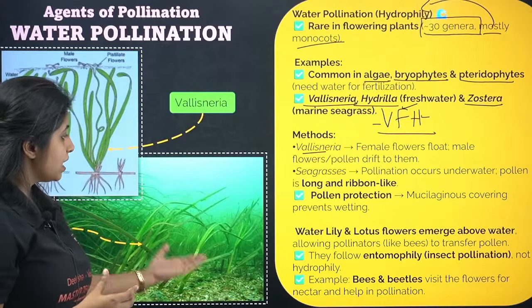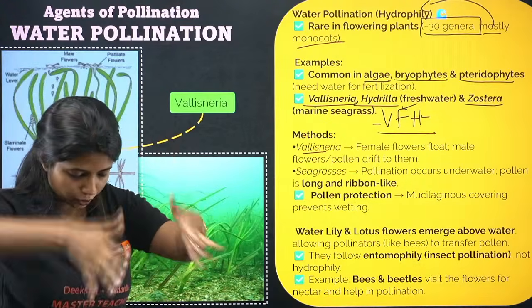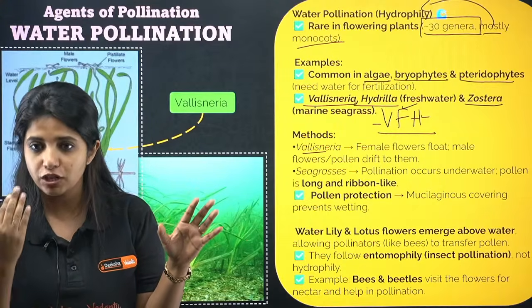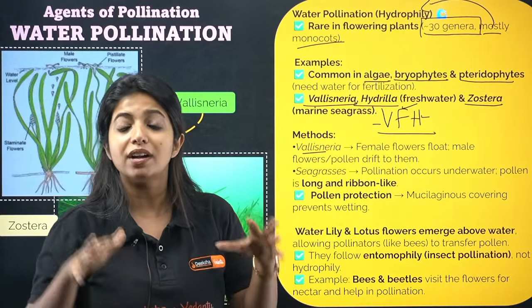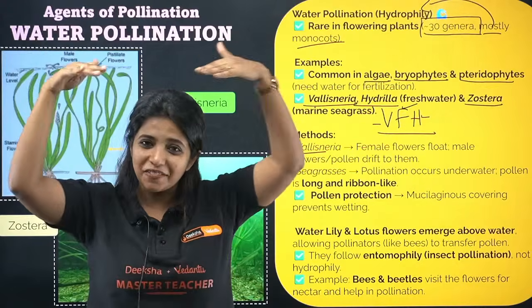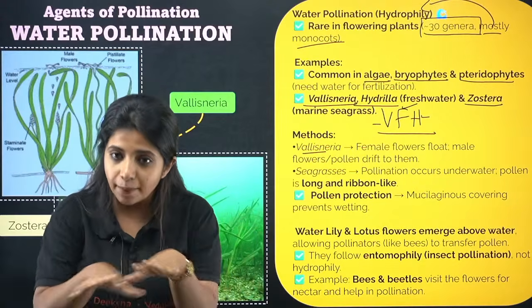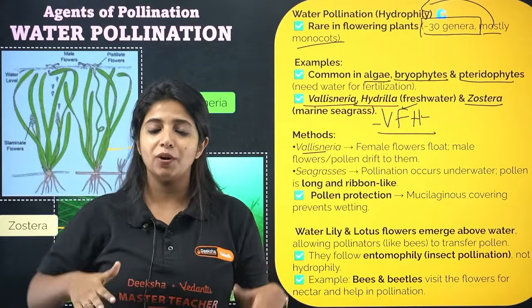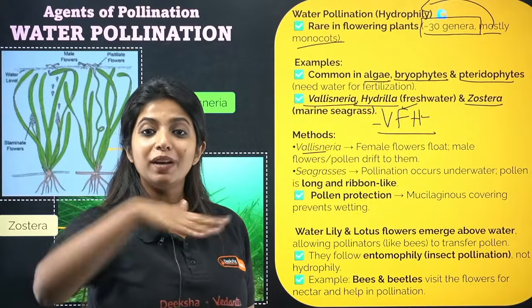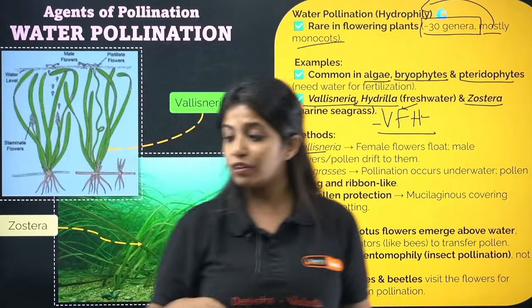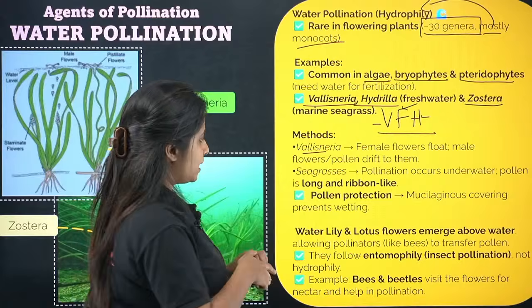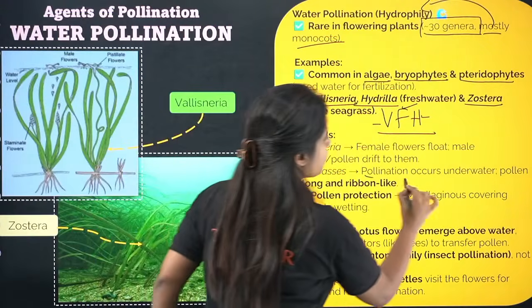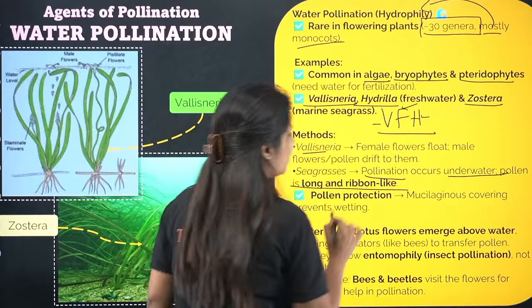Now what about seagrass? Seagrass, as you can see, it's within the water. Just imagine, go inside the water, you will be able to see seagrass. Okay, seagrass or Zostera. Here pollination is going to happen in what? Underwater condition, not on the surface. Here it was happening on the surface, here it is happening in the underwater condition, and here the pollen grains are within the water. You need to understand the pollen grains are going to be ribbon shaped. Why? For easy movement. So please remember this. For seagrass or Zostera, what do we have? We have pollination that occurs underwater and the pollen is long and ribbon-like.